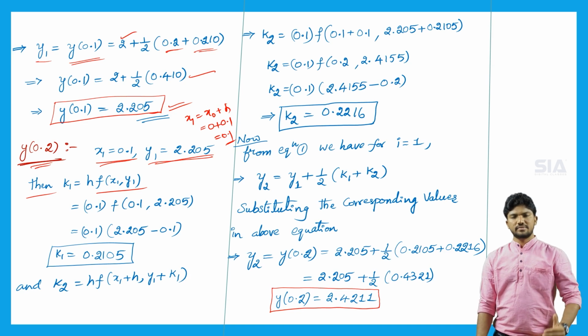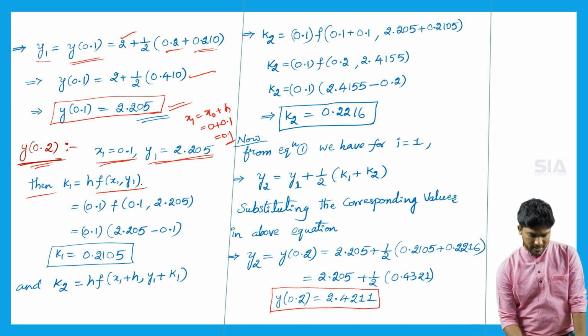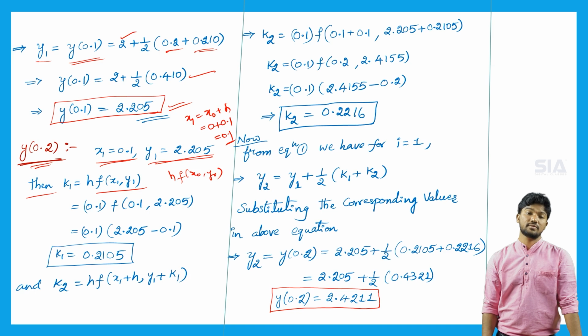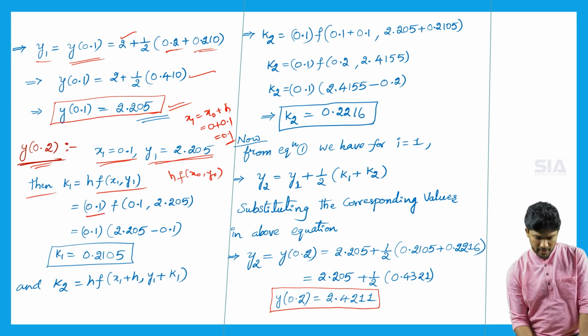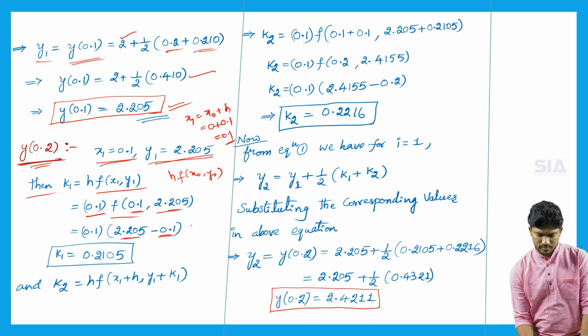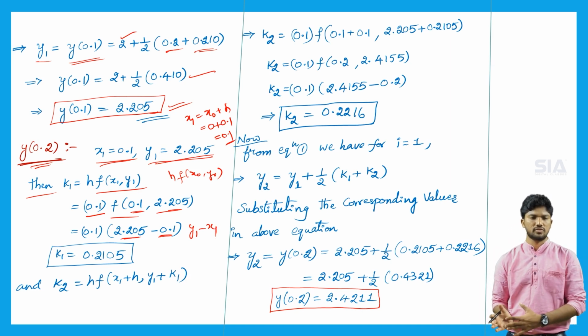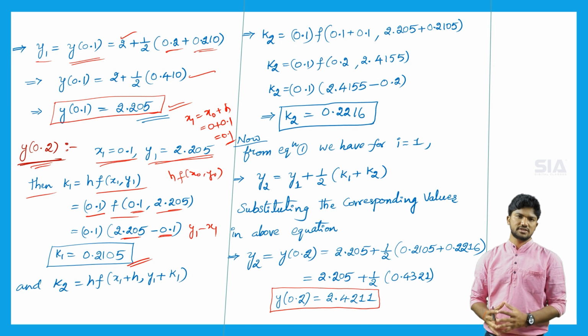Now k1 is equal to h into f of x1 comma y1. Here the formula will change, don't get confused. Instead of h of f of x naught comma y naught, for the second approximation we change that formula, x1 y1 will come. That is a small change you have to remember. So f of 0.1 and 2.205, the function is y1 minus x1, so 2.205 minus 0.1, and k1 is equal to 0.2105.